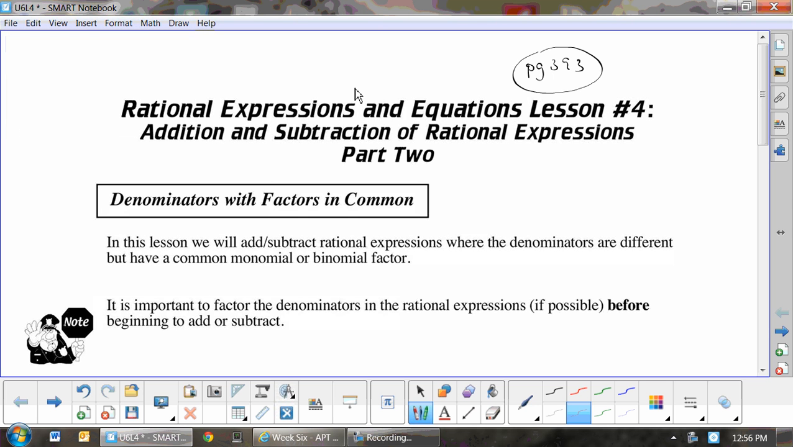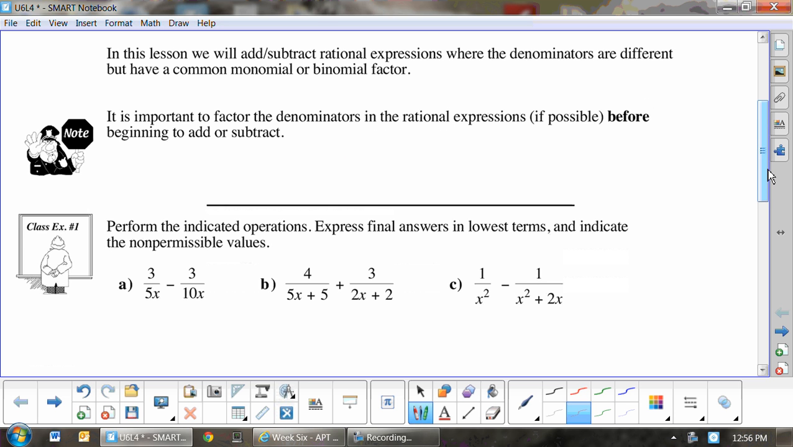Okay, so today we are doing addition and subtraction of rational expressions, part 2. It is pretty much the same as yesterday, except we're working with more complicated questions now. Yesterday we started by adding actual fractions. Today we get to start with something like this.